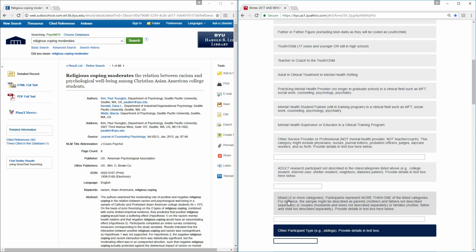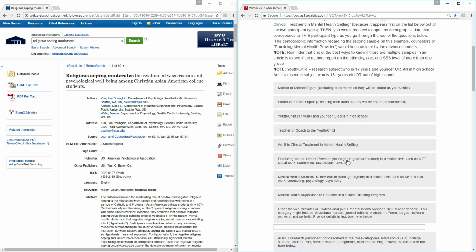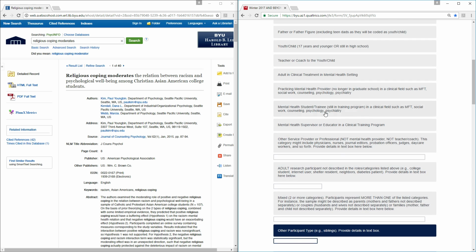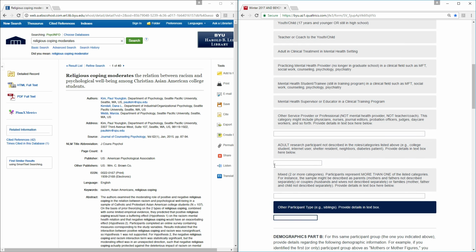Or a study can have a mixed participant type. A sample will be described as more than one of these categories above, and we will have to indicate which in this box. Or we can have other participant type if it does not fit into any of these categories.